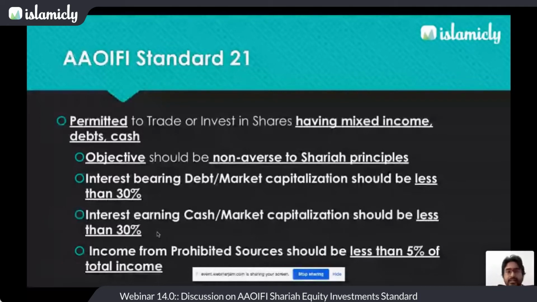The last thing, which is in tandem with the first: AAOIFI tells you that the objective should be non-averse to Sharia principles, but if the company earns revenue which is non-Sharia compliant, this portion of revenue should be less than 5% of the total income. So the AAOIFI standard tells you very clearly that income from prohibited sources should be less than 5% of total income. In a concise manner, AAOIFI mentions that the objective should be Sharia permissible. If they get non-permissible income, that should be less than 5% of the total income. Thirdly, debt to market capitalization should be less than 30%. And interest earning cash to market capitalization should be less than 30%.